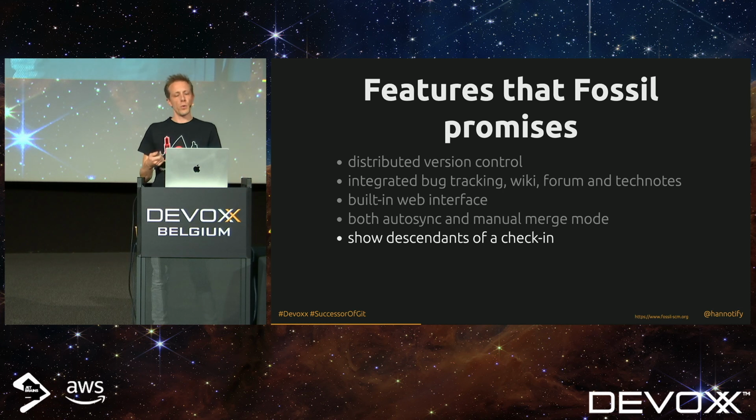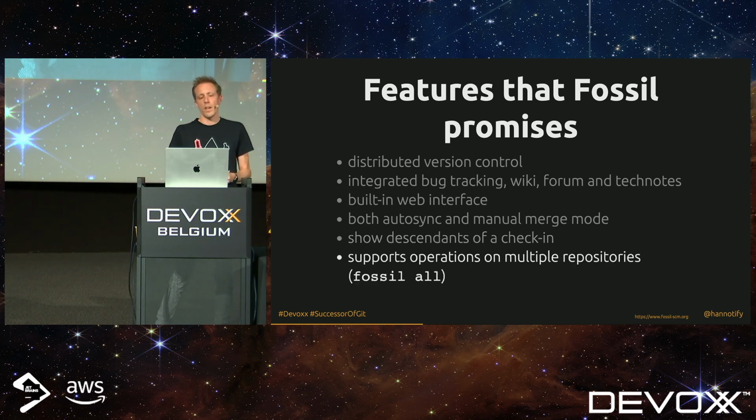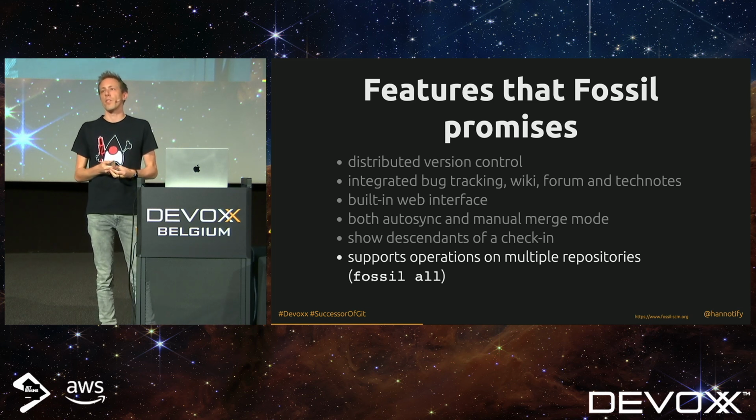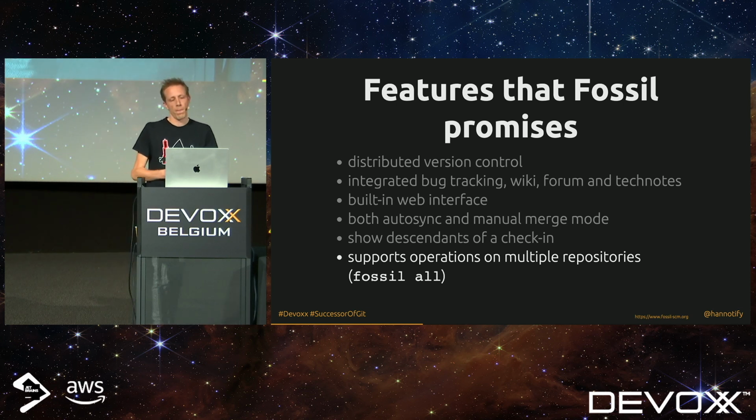And Fossil can also show descendants of a check-in, whereas in Git you can only show ancestors. With Fossil you can also use descendants, so relationships between commits actually are bidirectional. And it supports operations on multiple repositories. So if you're doing microservices and every application is a separate repository, with Fossil you can perform operations on all repositories that it knows of.